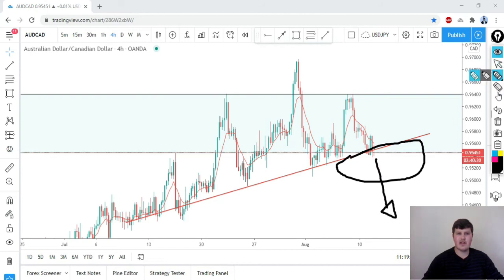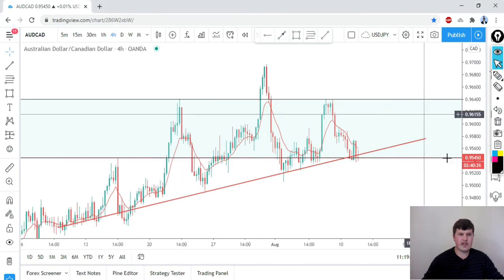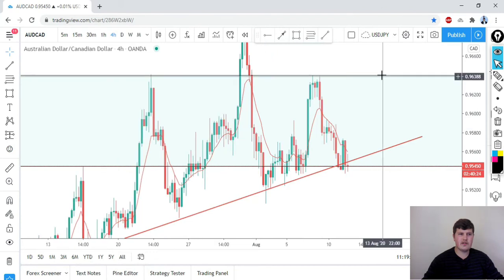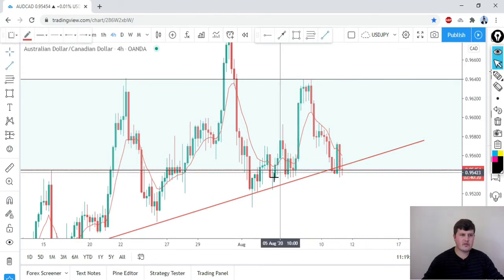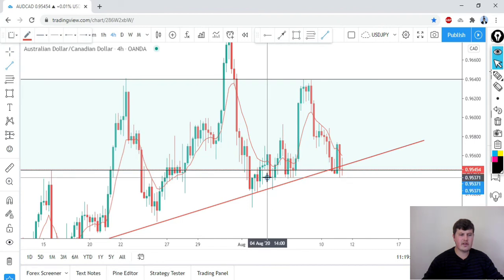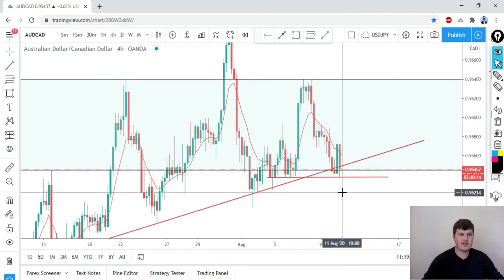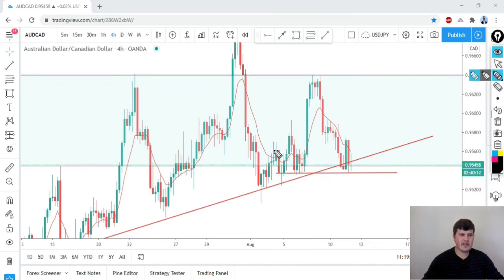lower. And I would say that a good area to use in the market and to enter the trade would be if price broke lower than this intraday support area over here. As you can see, price has tested this area, bounced, tested it again, and recently tested it again.